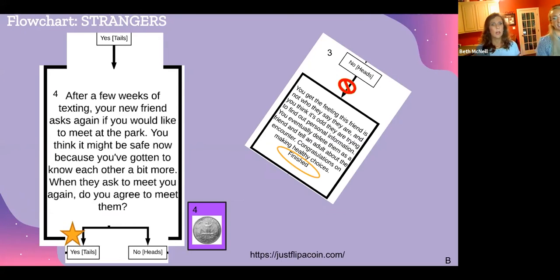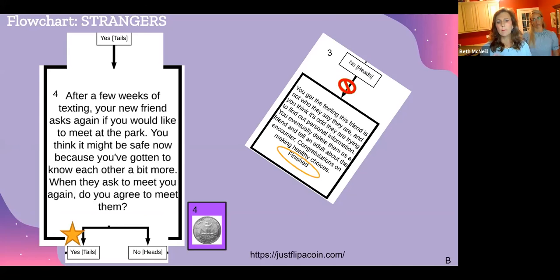Okay, good. After a few weeks of texting, your new friend asks again if you would like to meet at the park. You think it might be safe now because you've gotten to know them a bit more. And when they ask you to meet again, do you agree to meet them? So I flipped the coin and I got tails.